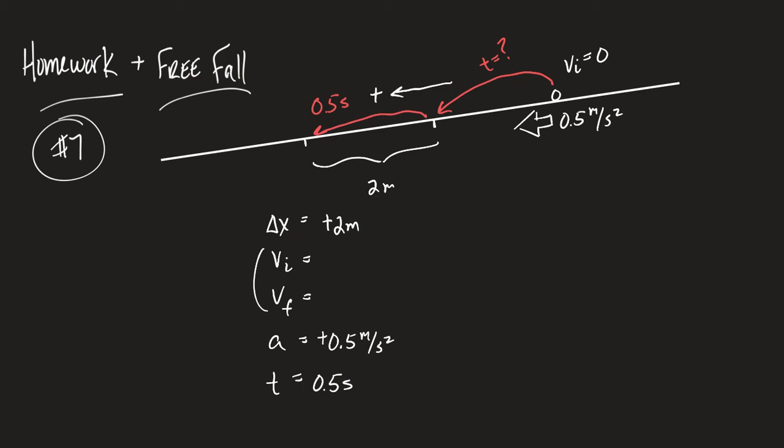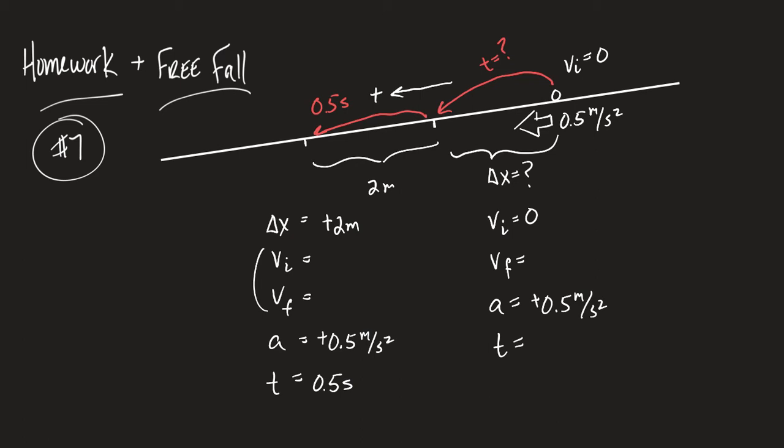So I would like this displacement, right? During this displacement, the initial velocity is 0. I don't know the final velocity, but the acceleration has to be the same, positive 5 meters per second squared. And I don't know how long it takes to get there, but during this displacement, there are a few other things that I know.